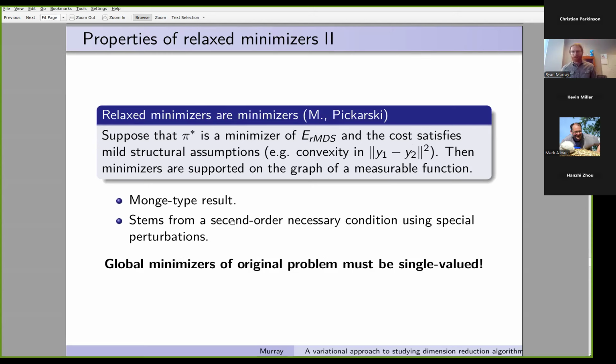So once you've shown that type of structure of this necessary condition, then it actually turns out that you can show that the minimizers of this relaxed variational problem were indeed induced by maps. So here, that's what the theorem says.